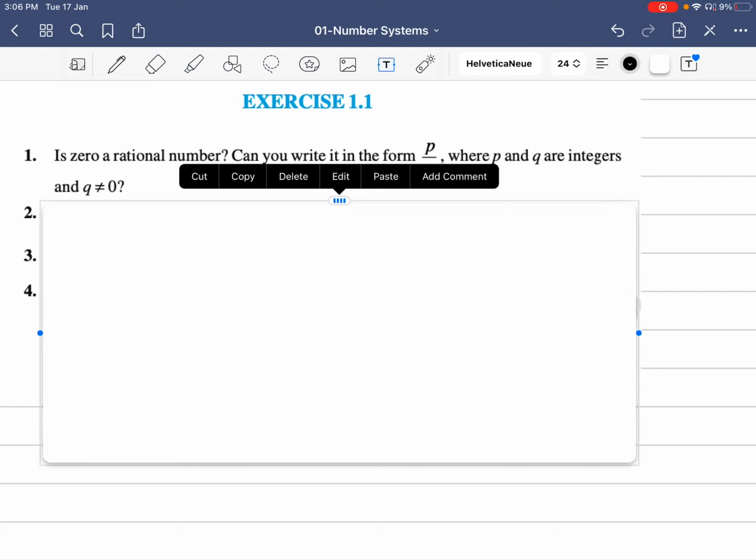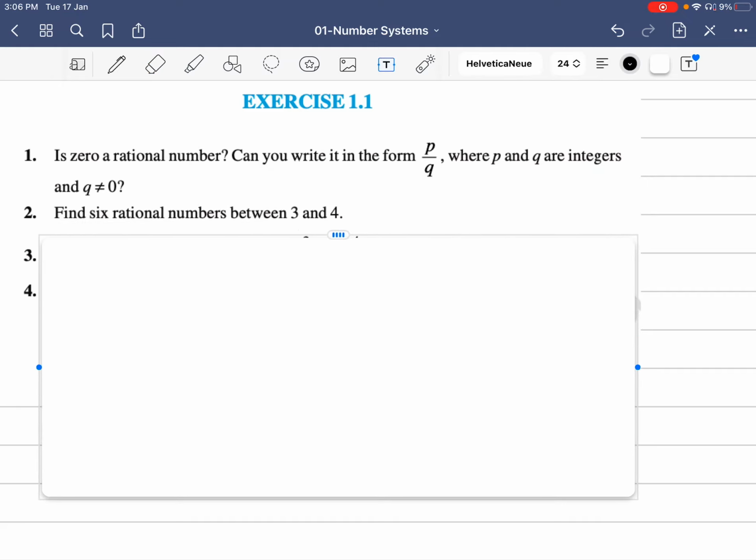Now let's go to our second question. Let's bring this down. The second question reads, find 6 rational numbers between 3 and 4. So 3 and 4 are two integers and we have to find 6 rational numbers between 3 and 4.